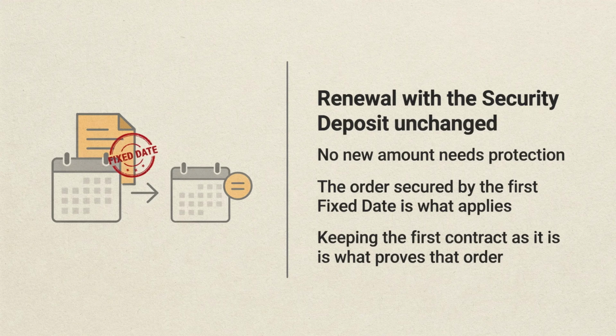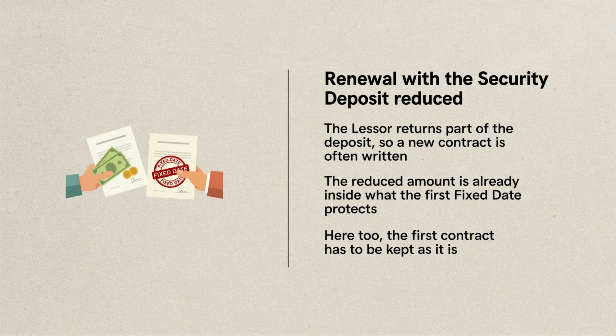It is renewing with the deposit reduced. The lessor returns part of the deposit. To record that, a new contract is often written. There is something to know at this point. The reduced amount is already inside the range that the first fixed date protects. So here too, the first contract has to be kept as it is. Here is the third case.